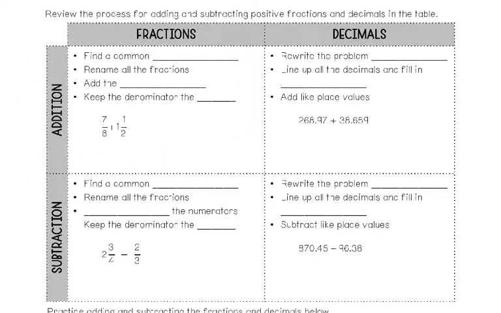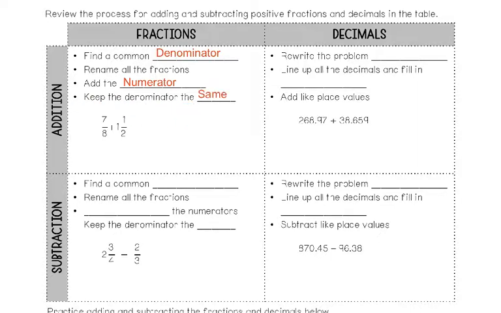So the first step when you add fractions is to find a common denominator. Remember, a denominator is the bottom part of a fraction. So you might want to write that down. In these examples, 8 and 2 are the denominators. It's the bottom part of the fraction. So the next step whenever you are adding fractions is to rename all the fractions. So you find the common denominator, you rename your fractions, and then you add only the numerator. Remember, the numerator is the top part of the fraction. So in these examples right now, it's 7 and 1. And then the last step is to keep the denominator the same.